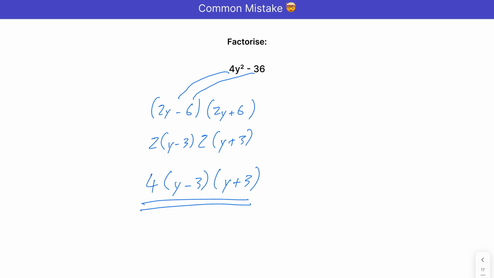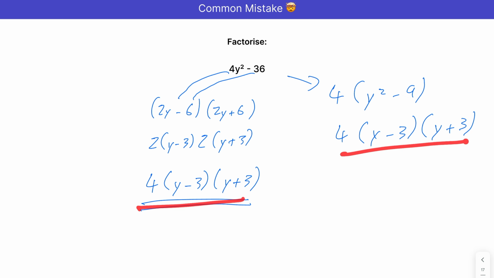So another way we could have looked at this question could have been, well, actually, to start with, we could have taken out a factor of 4 and written it like this: 4 bracket y squared minus 9, and then that would become 4 bracket y minus 3, and then y plus 3. Okay, and we end up with the exact same answer either way. So in this case, it did allow us to factor at the start as well.